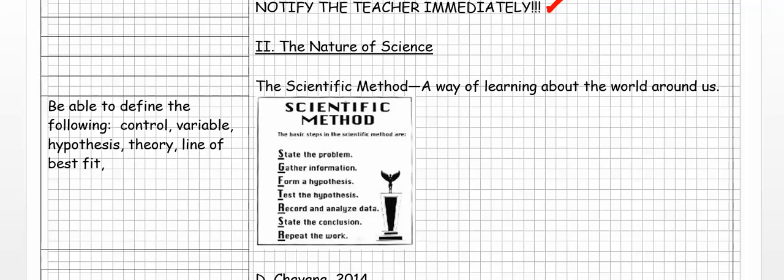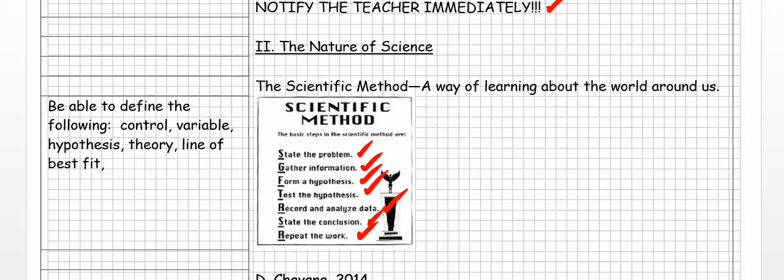What do we mean by the scientific method? Well, the scientific method is a procedure for determining the truth. So for example, the first thing we're going to want to do is state the problem. What is it that we're trying to figure out? Then we want to gather information. What information do we already have? We want to form an educated guess, also known as a hypothesis, and then we want to test that hypothesis. And then we want to record and analyze the data. We'll state the conclusion, and then we'll repeat the results.